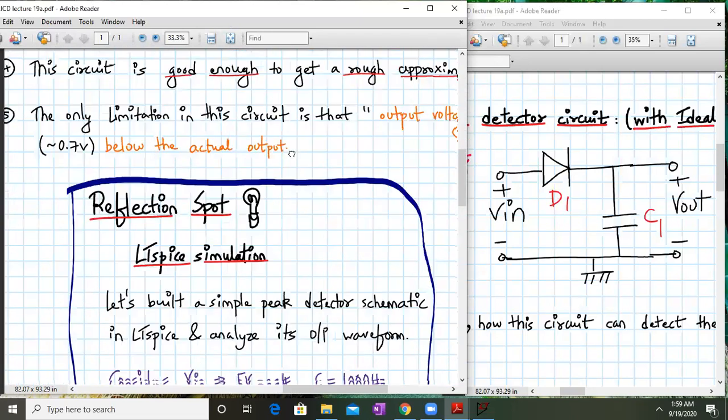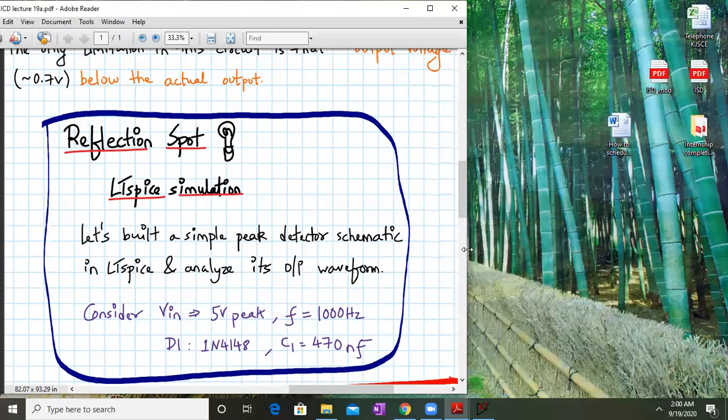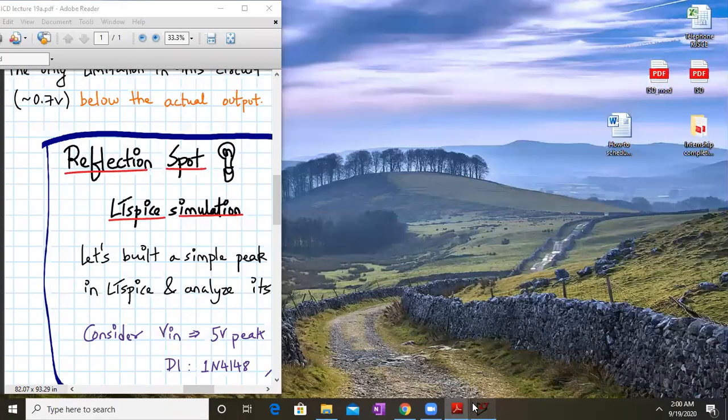Okay, so we will go to our reflection spot now. We'll build a simple peak detector and analyze it. We'll consider Vin as 5 volts peak, frequency 1000 hertz. Diode D1 we will select as 1N4148, and C1 will be 470 nanofarad. Now let me reduce this and open up LTspice.